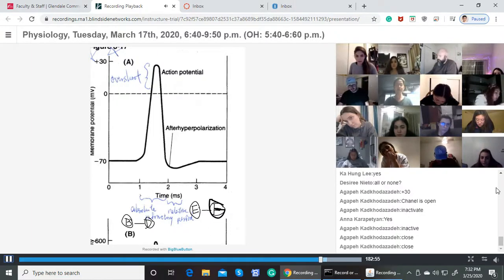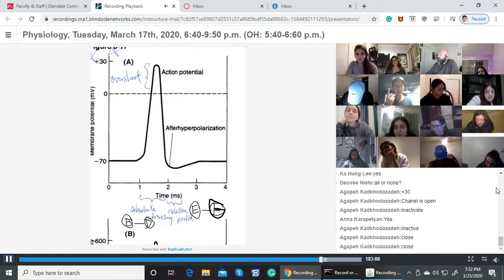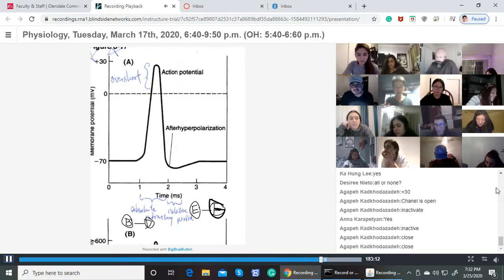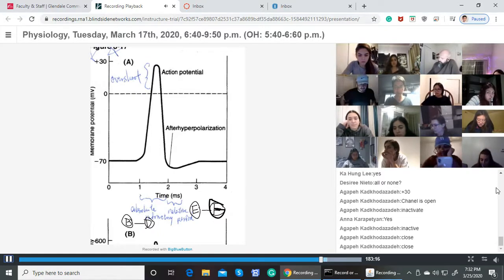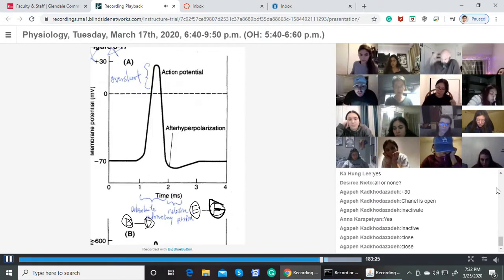Okay, any questions? No? That's fine. Now we deal with the second part of the definition. Now you know the first half: why we can trigger another action potential during the relative refractory period, from part E to part G, not part F, sorry. Because it is closed, yes, Agape, correct. Because the sodium channel is closed.